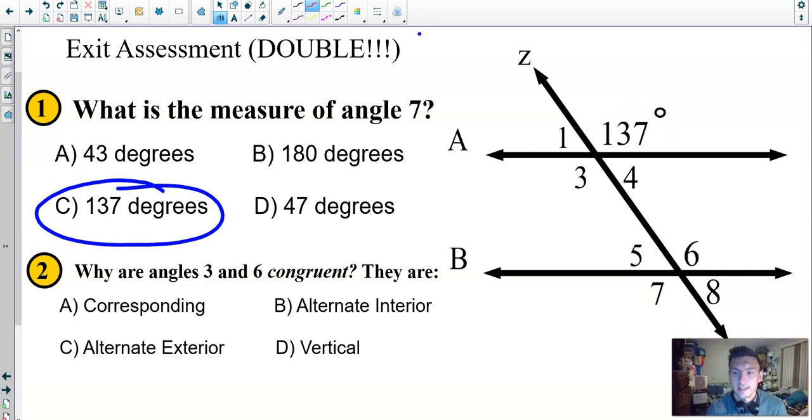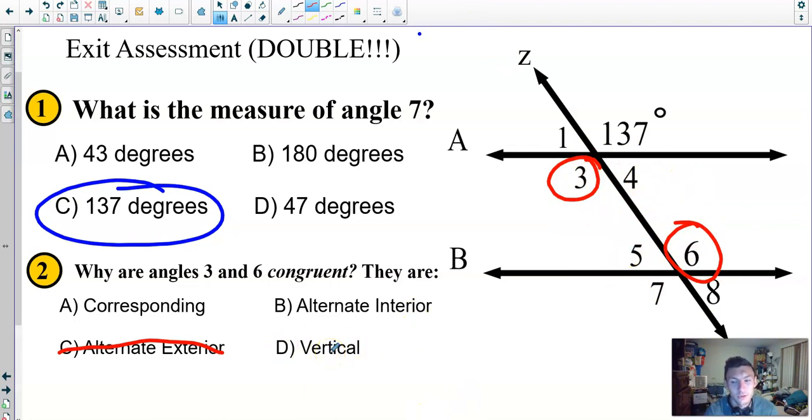Why are 3 and 6 congruent? Here's 3, here's 6. Again, I like to circle the two angles that I'm looking at, or highlight. Highlight's a good idea. So they're congruent, but why are they congruent? Are they corresponding, alternate exterior, alternate interior, vertical? I'm going to cross off C right away because they're not exterior angles. Remember, the 4 angles in the middle and the inside are interior angles.